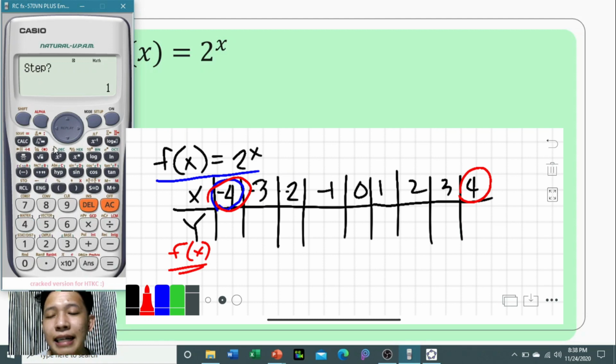So, press equals. And then, step, ibig sabihin yung interval ng bawat values mo. So, ano bang interval ng bawat values na ito? And that is 1. So, we just have to press 1 and then press equals.